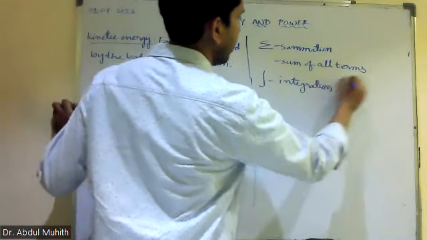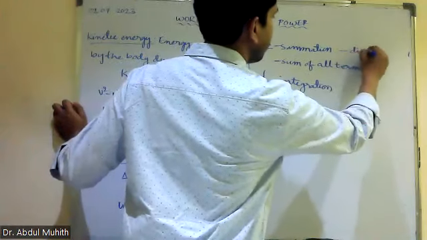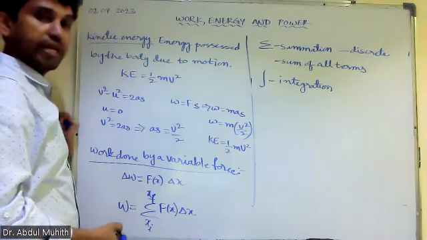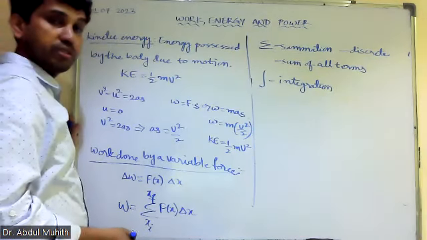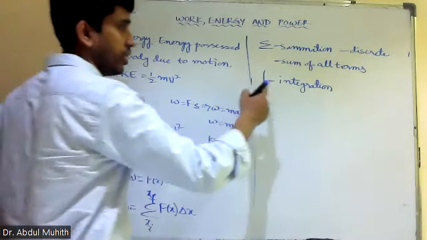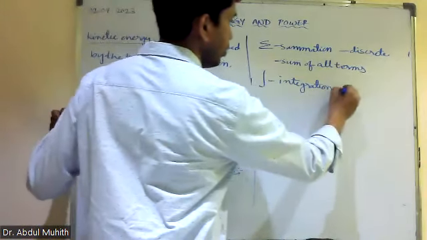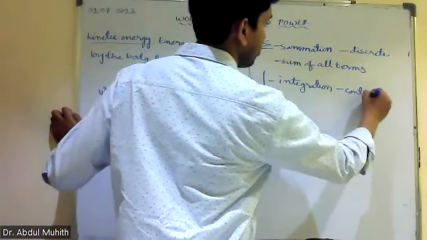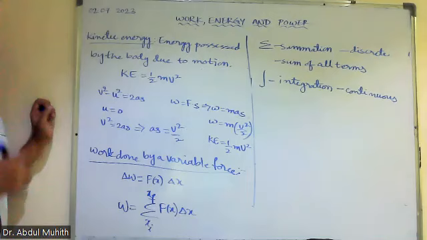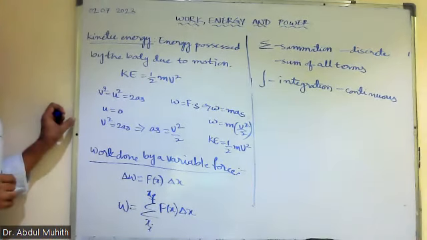Summation is used when we have discrete values, like in statistics. In grade 10 statistics, we were using summation. Now the next part: integration. Integration we use when we have continuous values. Sigma is used for the sum, that is for discrete values, and integration is used for continuous values.